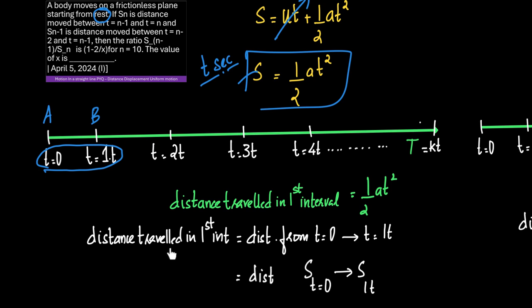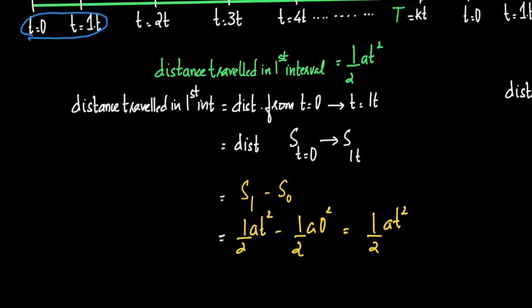It would be the distance traveled from t is equal to 0 to t is equal to 1t, which is s1 minus s0, which is half at square minus half a into 0 square. Why? Because we know that s is equal to half at square, and for 1t it would be t, and for s0 it would be 0, right?